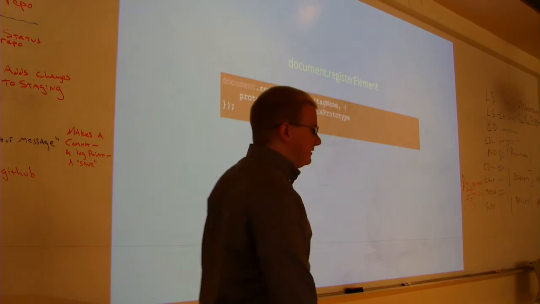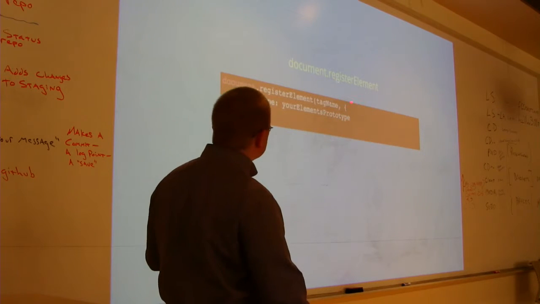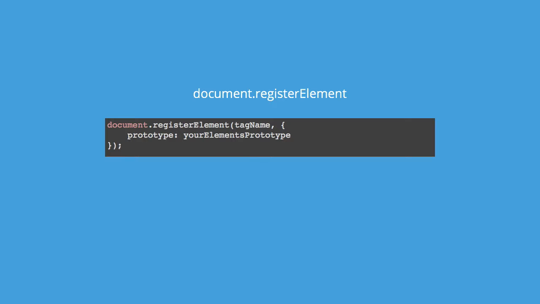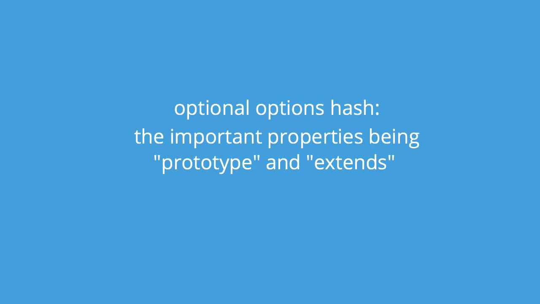The second argument here is an options object, and the important piece of this object is prototype. It's a key value pair: the key is prototype, and the value is an object that's your element's prototype. So we'll talk a little bit about this. This is an optional hash. If you don't provide it, the prototype is going to be HTML element.